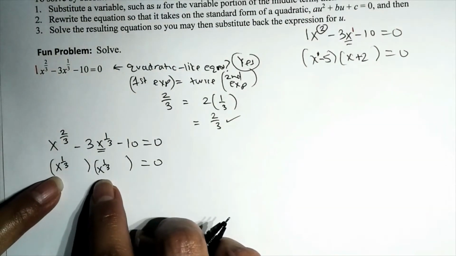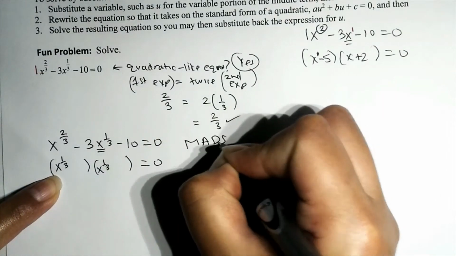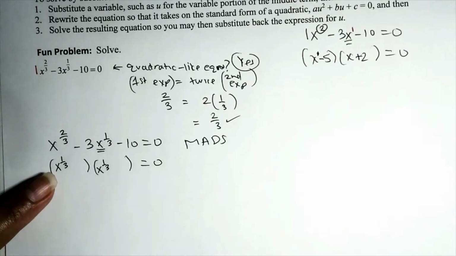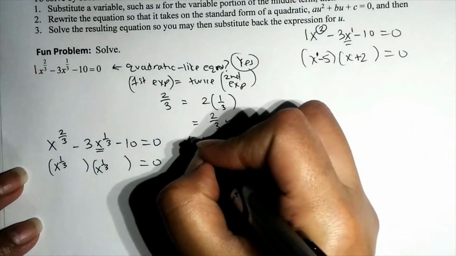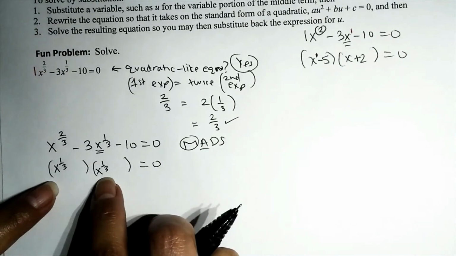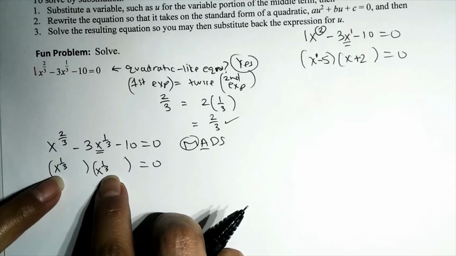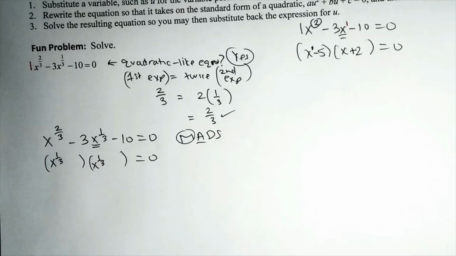x to the 1/3 times x to the 1/3. If you were with me since the beginning, we had said silly exponent rules. They make me so mad. So if we have a multiplication problem, we're going to keep the base and add the exponents. So the base is x and the sum of the exponents is 2/3. A third plus a third is 2/3. So yeah, we did it correctly. Cool. So I think we did one of the toughest parts.